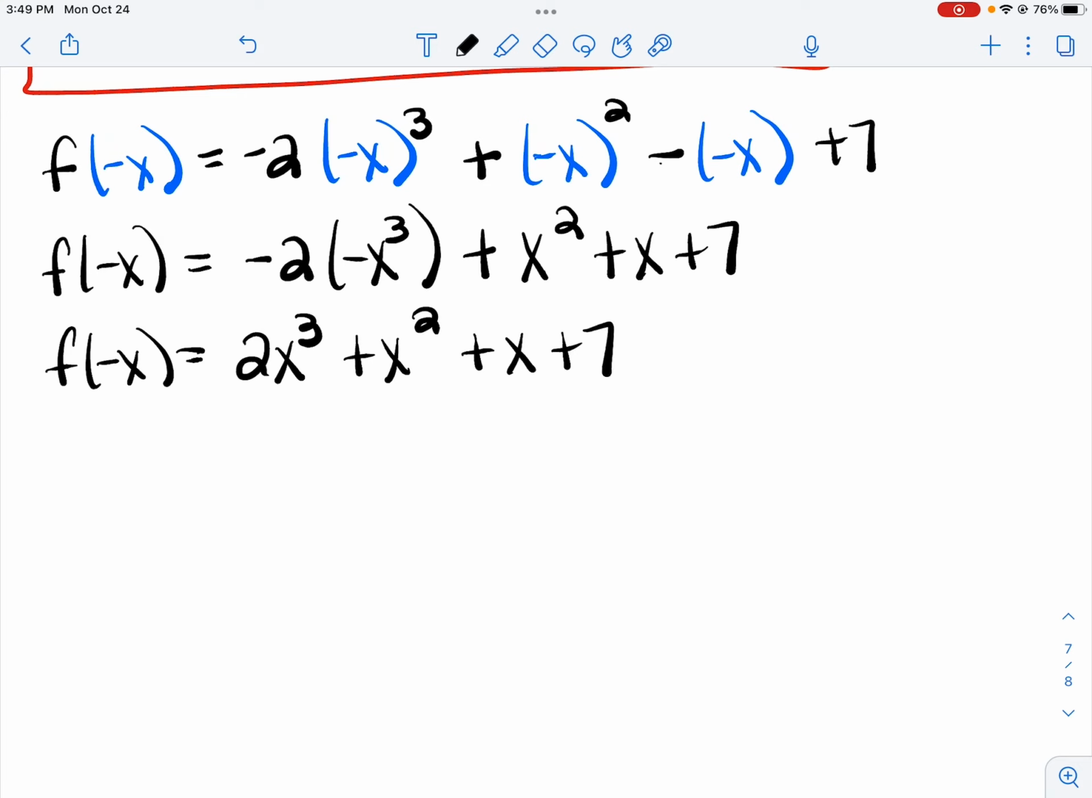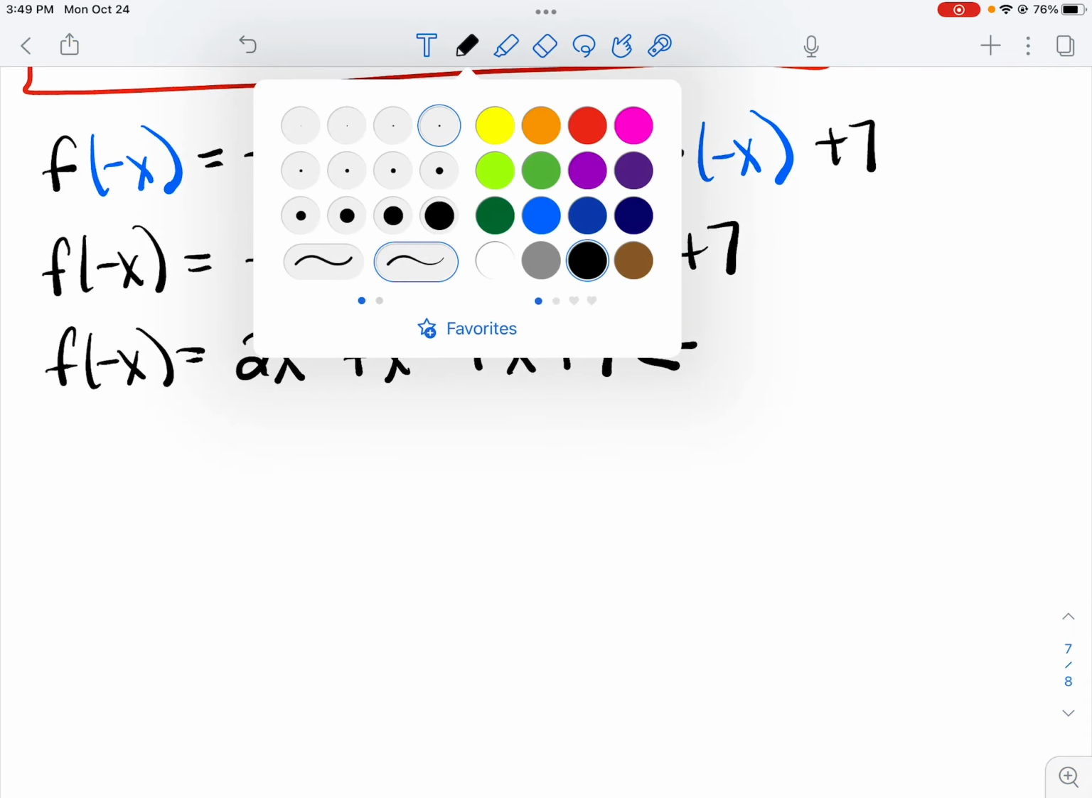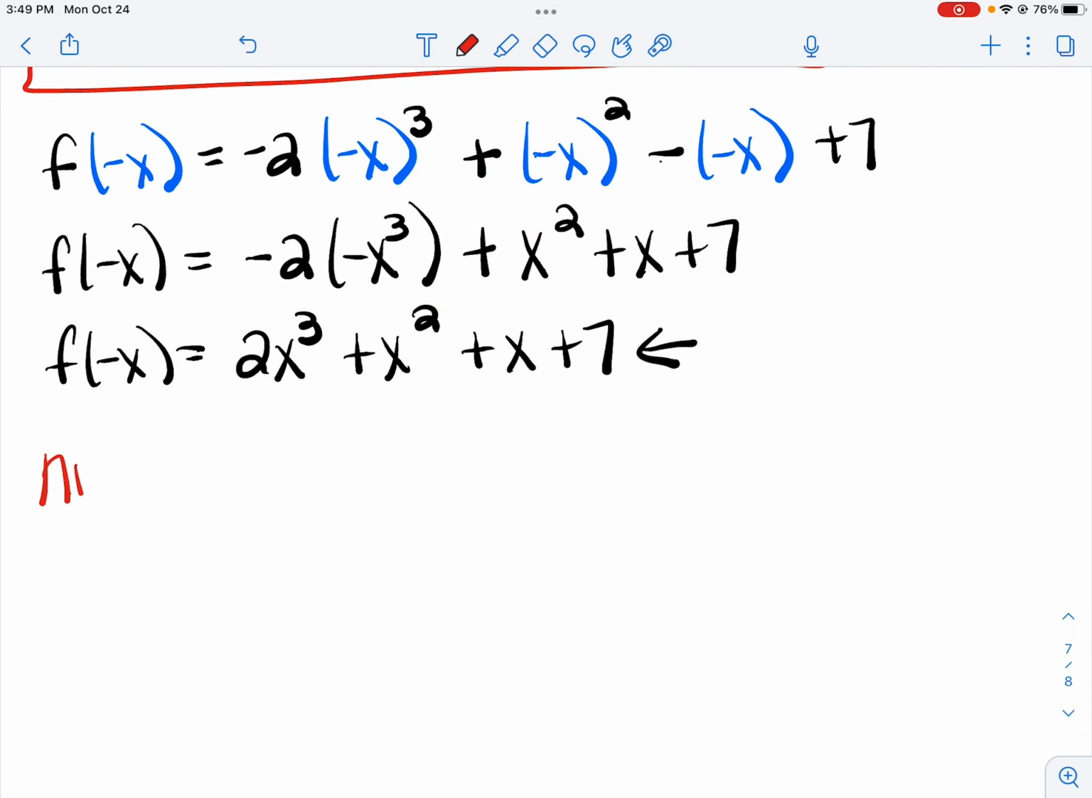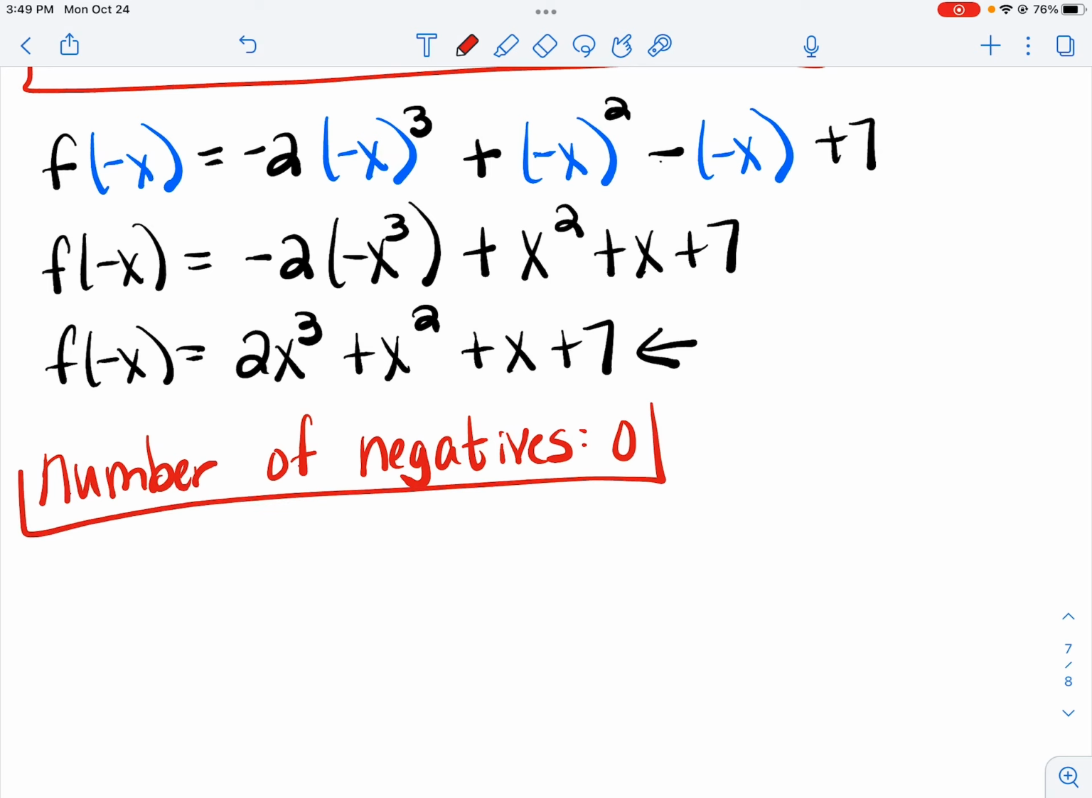And just like I did for the number of positive zeros, I look here at my simplified version, and I want to see how many times the sign changes in front of each of my x's, or my constant. Notice there's no sign changes here. So what that tells me is the number of negative zeros is none. Again, because there are no times that these signs in front of my numbers change, I have no negative zeros.